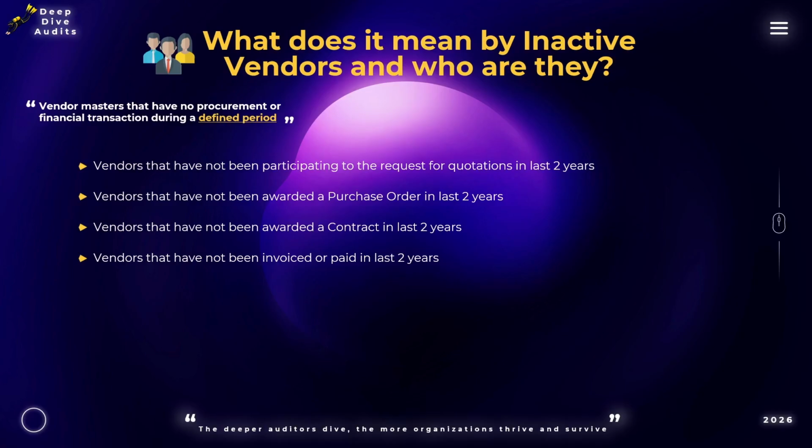So now the question is, why is 2 years the criteria used to determine if a vendor is inactive or active? The reason is that this is generally used globally by organizations. However, you need to use the period defined in your organization's related policy or procedure if there is one. If it is not there, then you use the 2 years criteria. But again, that's subjective and needs to be discussed with management before you apply it.